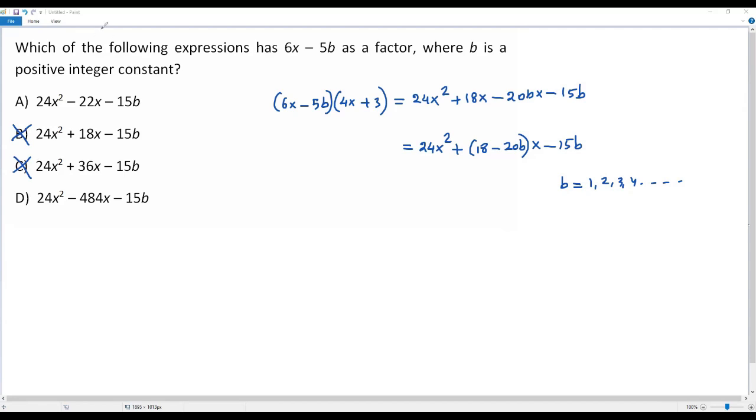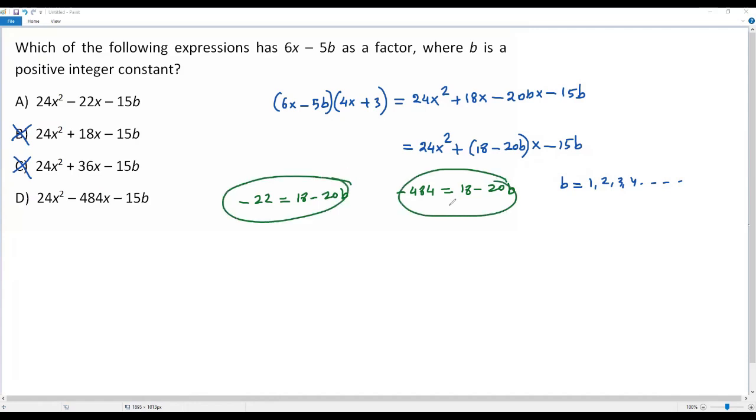Now let me take the coefficient of x in answer choice A, that is negative 22, and let me equate it to the coefficient of x we got over here, that is 18 negative 20b. We can do the same thing for the coefficient of x in answer choice D, that is this negative 484, which has to be equated to the coefficient of x over here. Then I'm getting negative 484 equals 18 negative 20b. Now we have to solve for b in both these equations, and we have to consider the one where we get the value for b as a positive integer constant.